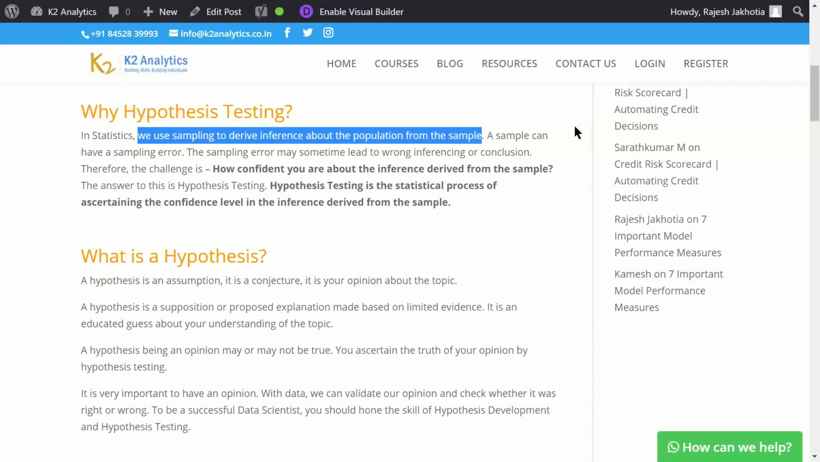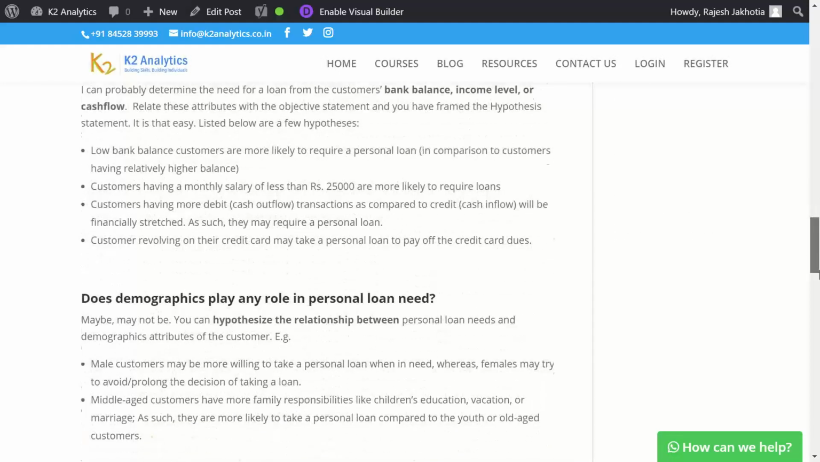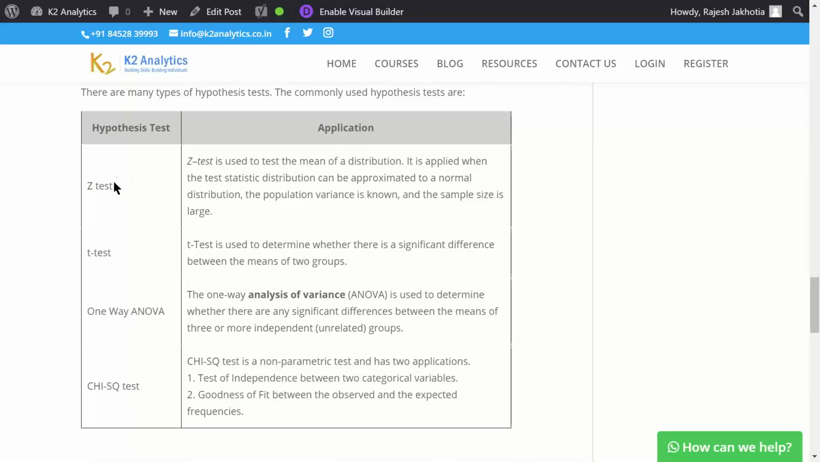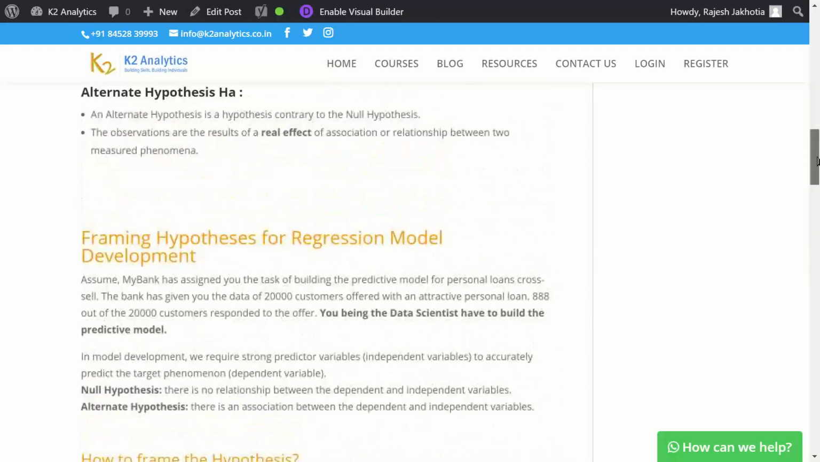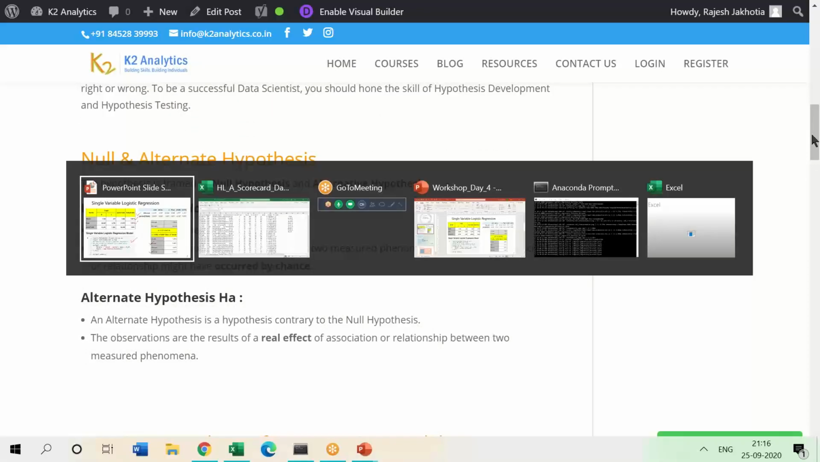Similarly in statistics, just like we have different types of blood tests, there are different types of statistical tests. Just like a doctor has an opinion based on your symptoms that you may have malaria, similarly, when we are building a model, we have an opinion that this variable can influence the target phenomenon which we are trying to predict. And to validate our opinion, we make use of some statistical test, called a hypothesis test, and that hypothesis test gives you certain output. Based on that output, we conclude whether the hypothesis is true or not.